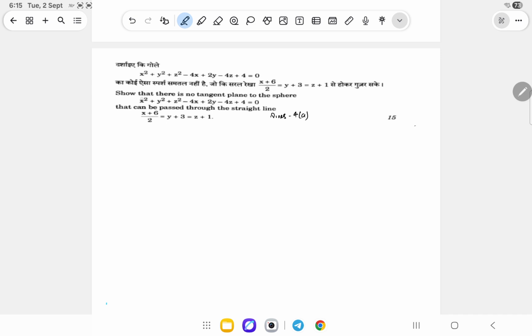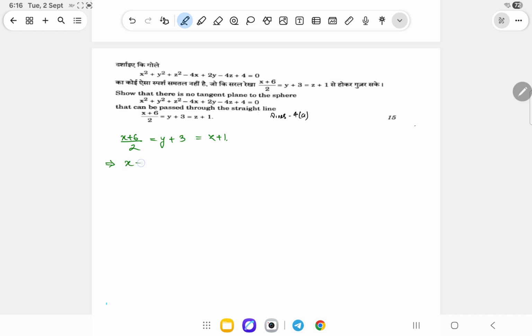So the last question says that show that there is no tangent plane to this sphere that can be passed through the straight line. So what we can do is we can assume that there exists a tangent plane which contains this line, and then we can get to some contradiction. So let us assume that the tangent plane is passing via line x plus 6 by 2 is equals to y plus 3 equals to z plus 1. So the given equation of line is in symmetrical form.